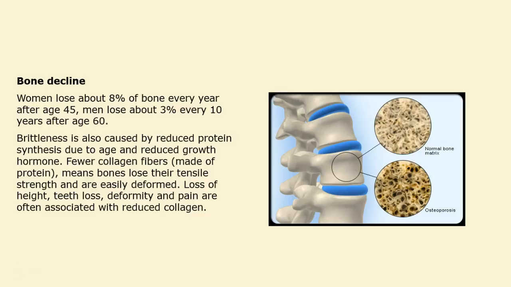I mentioned brittleness caused a reduction of collagen, often due to reduced protein synthesis, and that's occurring in the cells with ribosomes and amino acids. So fewer collagen fibers means the bones lose that tensile strength, and so they're easily deformed. And that's when we start to see people shortening, their height diminishes, teeth start to fall out as the sulcus of the tooth is deformed, and pain and reduced collagen. Not a good story here.